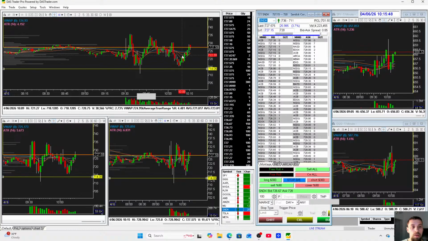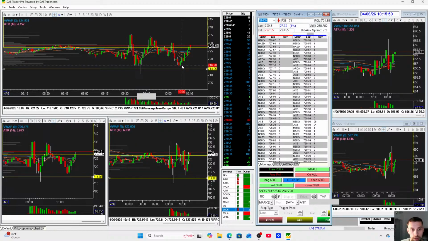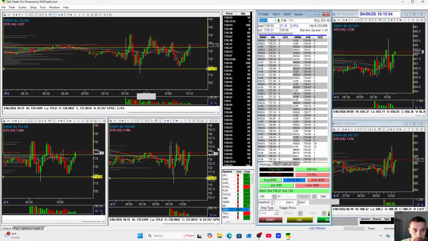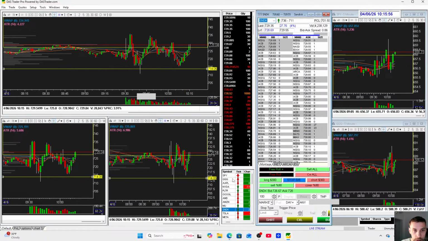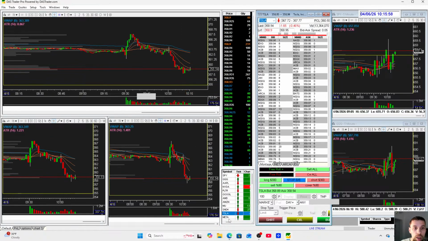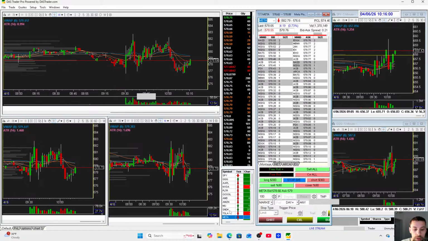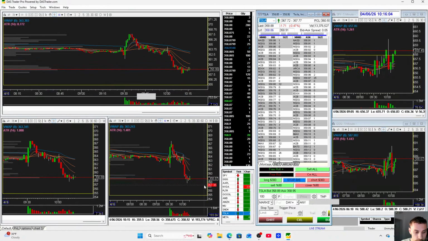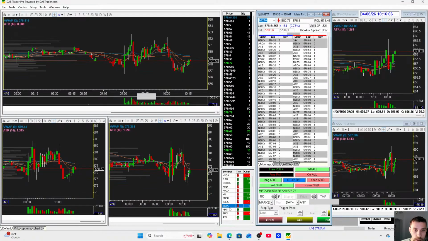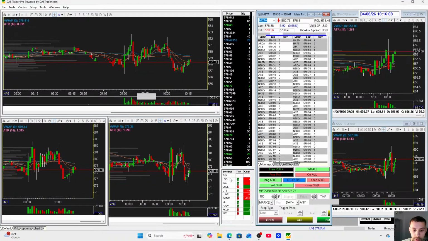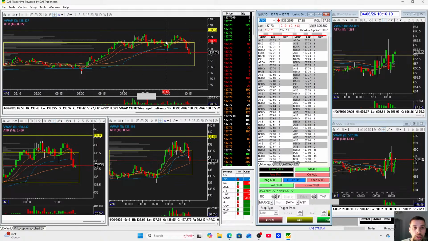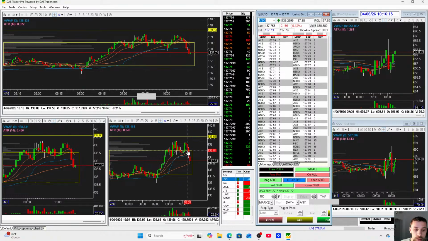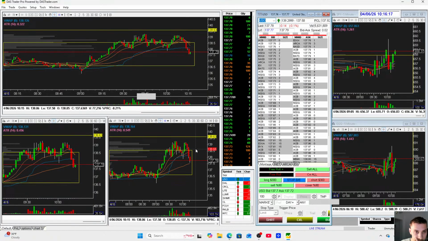SNDK, I had a decent position, could have partialed out right here. Taking the profit, I was looking for 714. Just never got there. USO started to pull back a little bit.